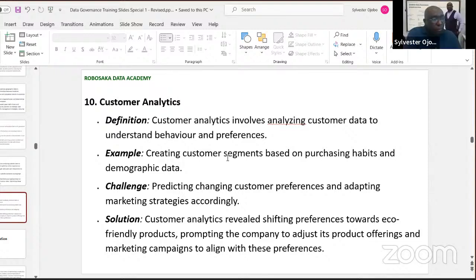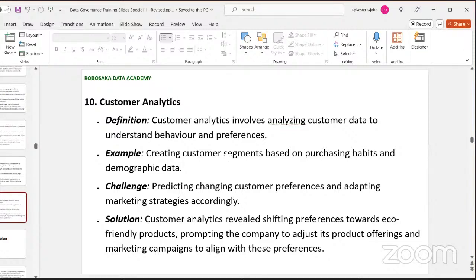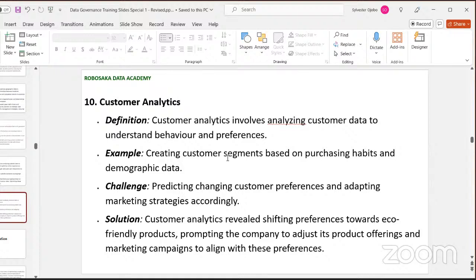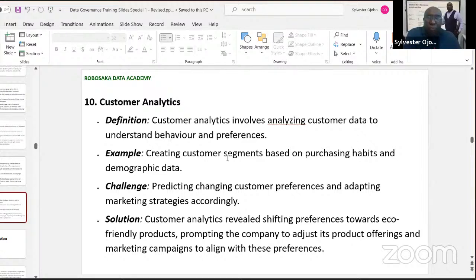If they know that you'll be buying shoes, anytime you come to any page involving shoes, they'll pop up that advert, or the advert will come up, even though you didn't solicit for it. So all these are customer analytics to analyze the behavior of customers or users of certain products.